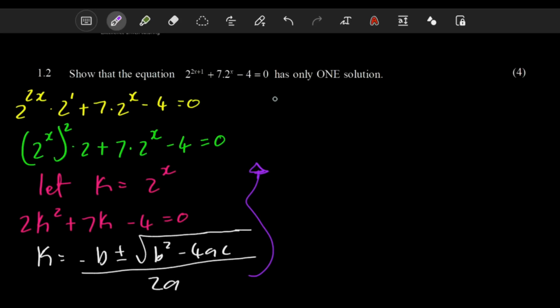So here b is just, what is b? b is 7, plus or minus 7 squared minus 4ac. Come on, you must put values into the formula. You must put values into it.